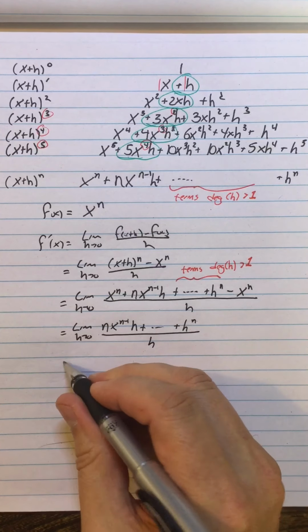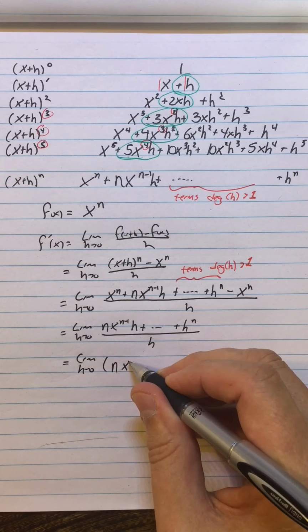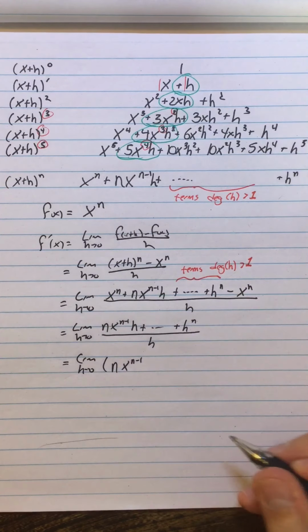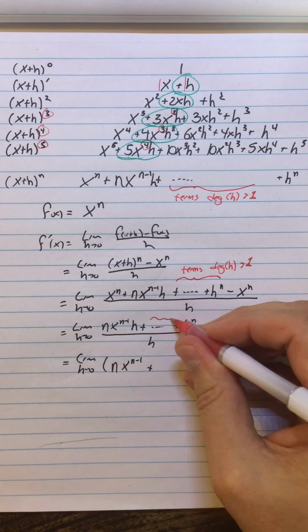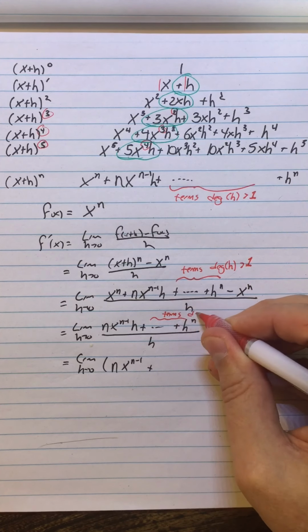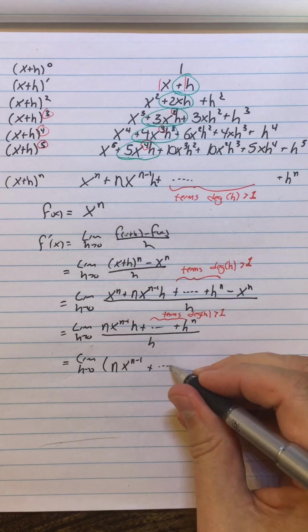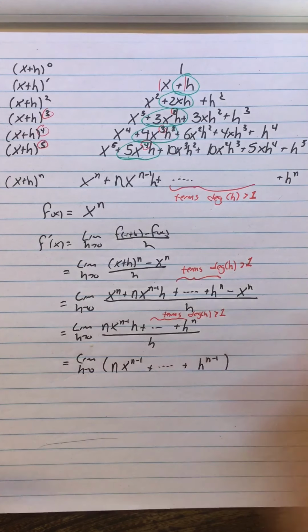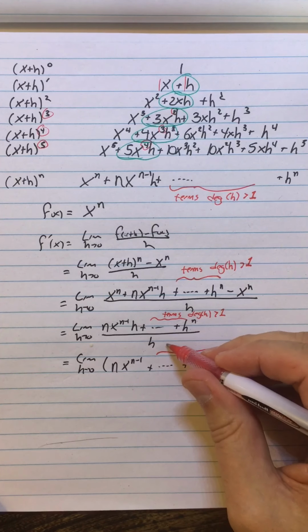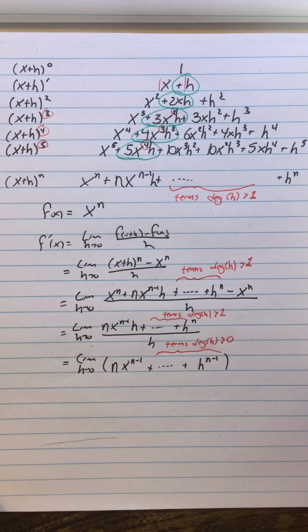Now, all of these terms have h in them, so I can reduce that. Limit as h approaches 0 of n x to the n minus 1. These h's crucially cancel out. And equally crucially, since all of these terms have degree of h that is greater than 1, when I reduce them, I'm going to have a bunch of terms ending in h to the n minus 1. And these are all going to be terms where the degree of h is greater than 0. So crucially, the degree of h is at least 1.